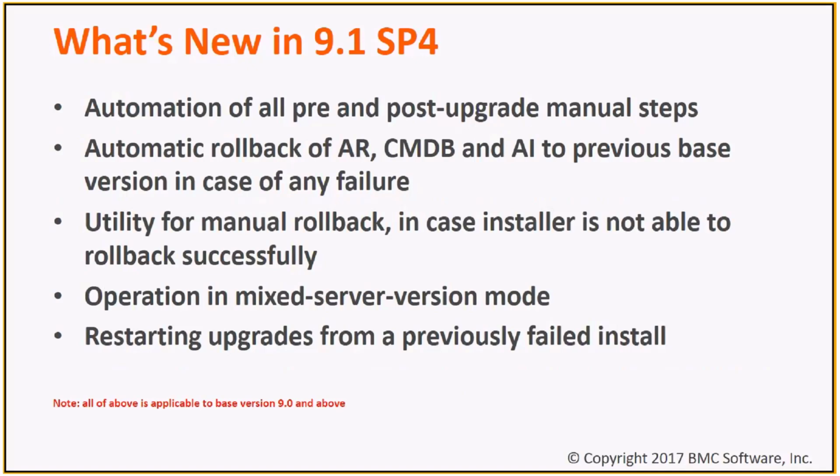That could be because the installer itself crashed, your machine went down, or whatever could happen, and it could not automatically roll back. Then there is a utility for manual rollback. Whichever installer failed, you can simply launch the utility from that installer folder and it will roll back the system for you, after which you can restart your upgrade after fixing the issues.